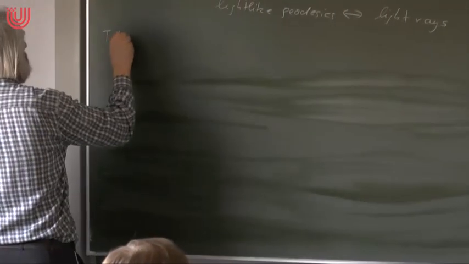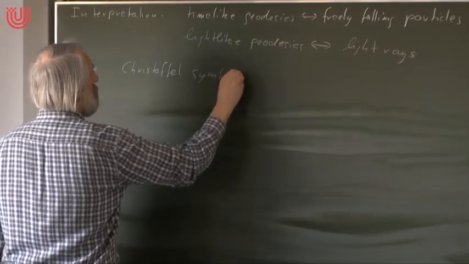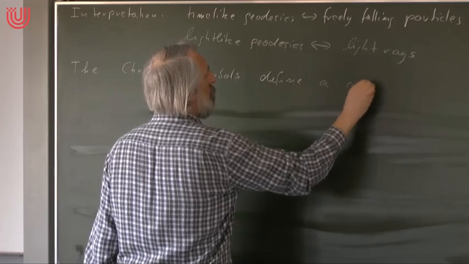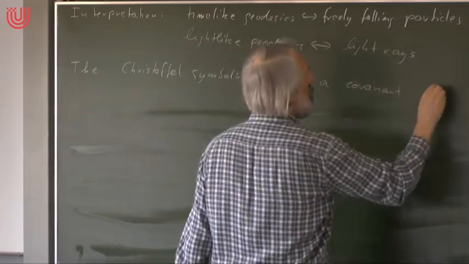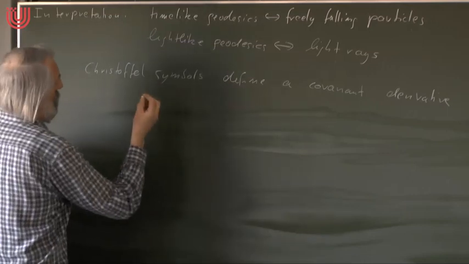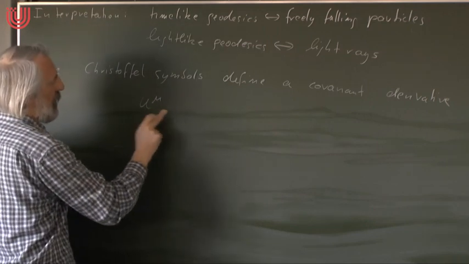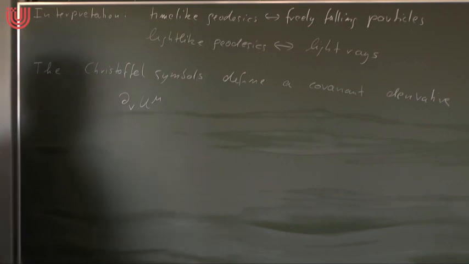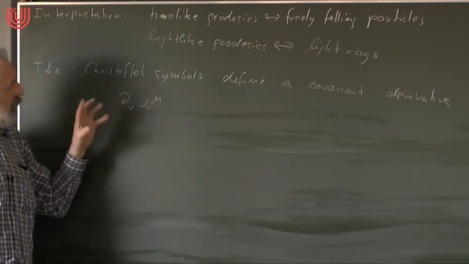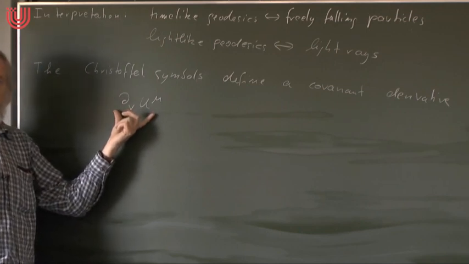The Christoffel symbols define a covariant derivative. What is that? Well, if you have a vector field u^mu, and the components depend on x, then of course we can form the partial derivative. This object is not a tensor field. If you calculate how it changes under a change of coordinates, you see that it transforms inhomogeneously. It does not have the tensorial transformation behavior.